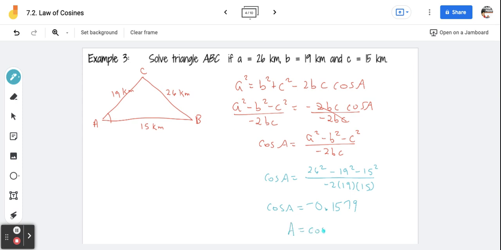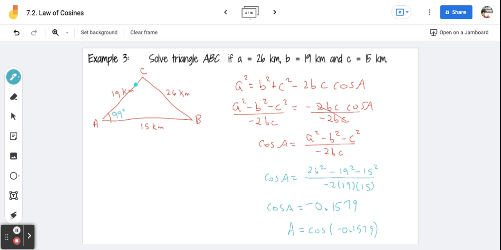All right, so now we're ready to find the inverse, and so angle A is going to be the inverse cosine of negative 0.1579. So let's go back to the calculator and inverse cosine this whole deal right here, and I get 99 degrees. Okay, so A is 99 degrees.